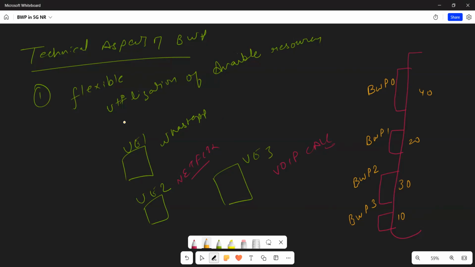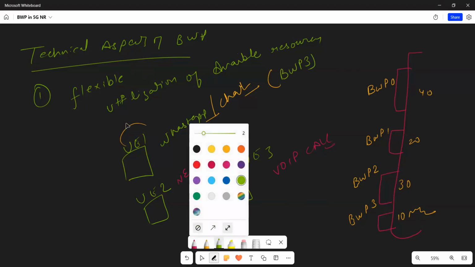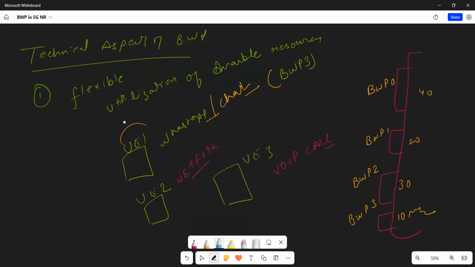So the one user, UE1, is using WhatsApp, right? WhatsApp means it's only using chat, just to be specific. So you can allocate him the 10 megahertz bandwidth, right? So it means you can allocate him BWP3, right? Now, if I talk about your Netflix user, it requires more bandwidth. So you need to assign it to BWP0, which is having 40 megahertz.